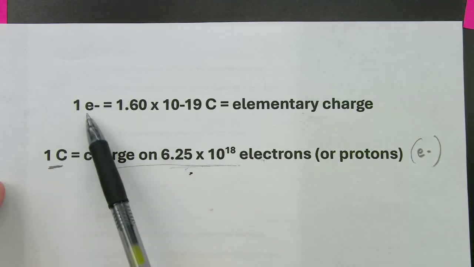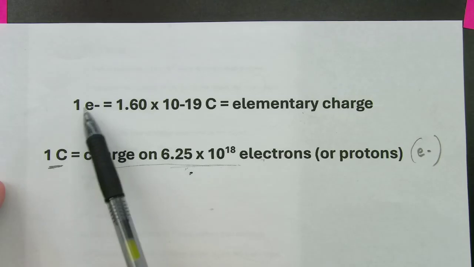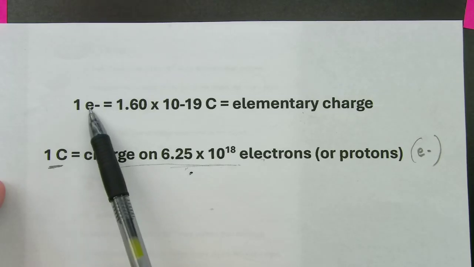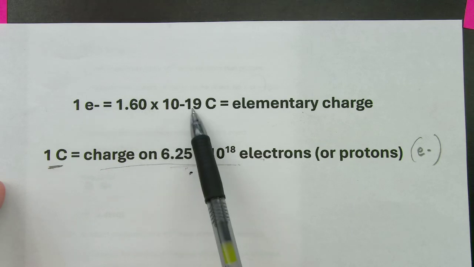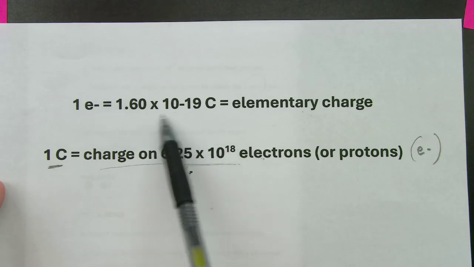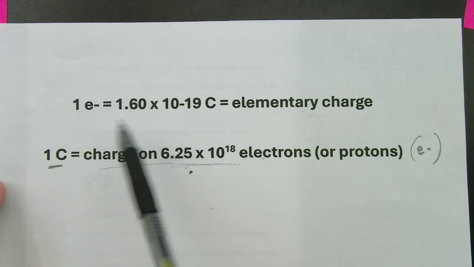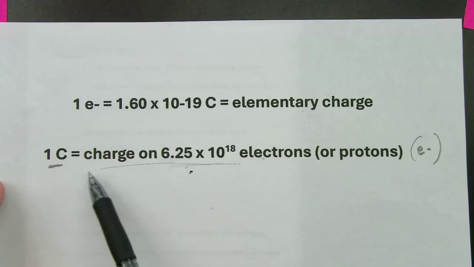In this top conversion factor, it says 1 E minus, this means an elementary charge. 1 elementary charge is equal to 1.6 times 10 to the negative 19th coulombs. This is a conversion factor. This is a tiny, tiny, tiny number, obviously, because it takes a whole bunch of electrons to equal a coulomb. And that's shown right here.